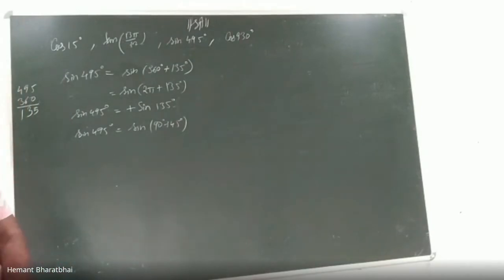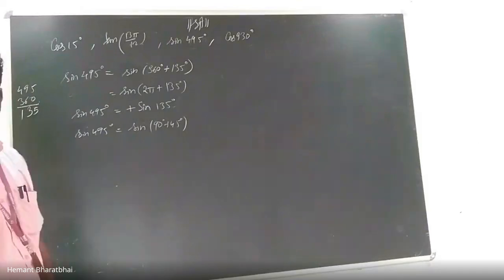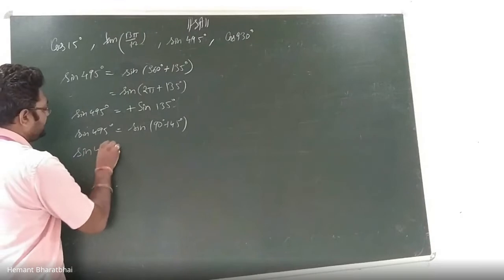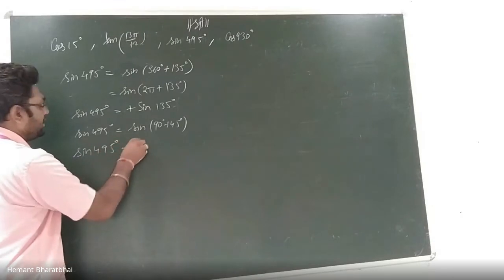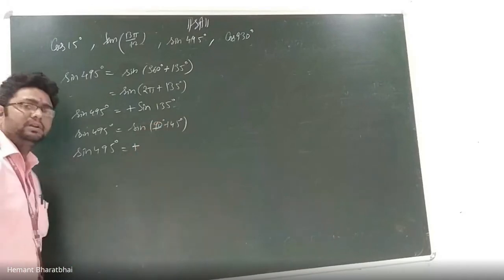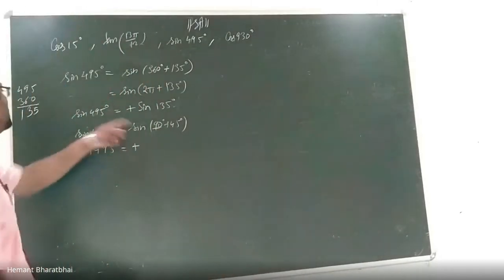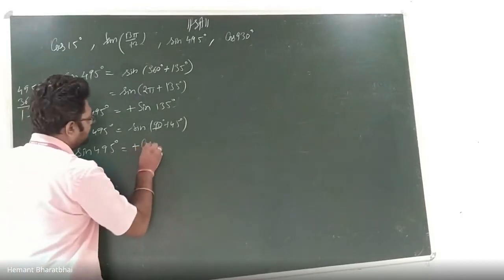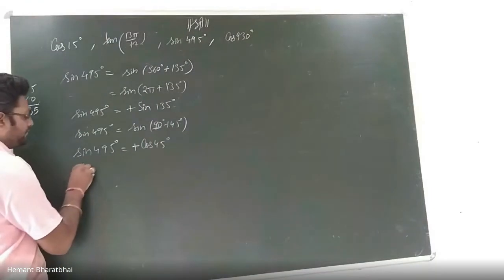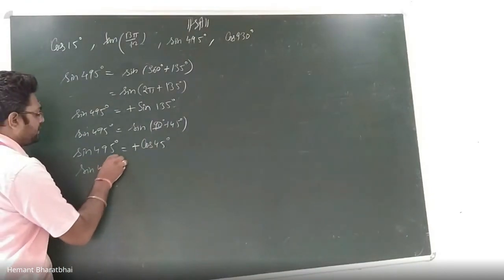So 135 can further be broken as 90 plus 45. When I do 90 plus 45, I will reach the second quadrant. In the second quadrant the sign is positive, so plus, and here 90 means pi by 2. Whenever it is pi by 2 plus or minus theta, the ratio changes to the co-ratio, so sine will change into cos. So it is cos of 45 degrees. Therefore, sine of 495 is equal to cos of 45 degrees, and cos of 45 is how much?